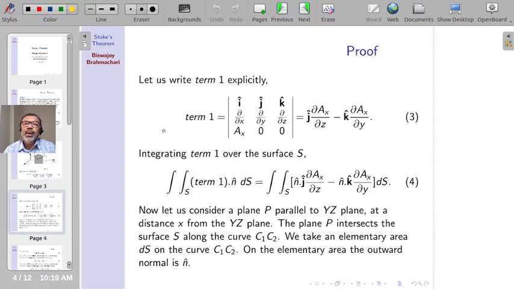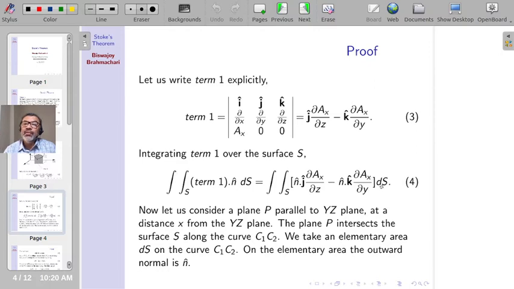Now term 1 is a determinant, and this determinant can be calculated easily. It is j partial derivative of Ax with respect to z minus k partial derivative of Ax with respect to y. And integrating term 1 over S, we get term 1 dot n dS, that is n dot j partial derivative of Ax with respect to z minus n dot k partial derivative of Ax with respect to y dS.